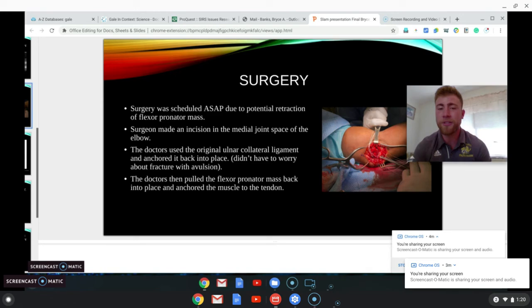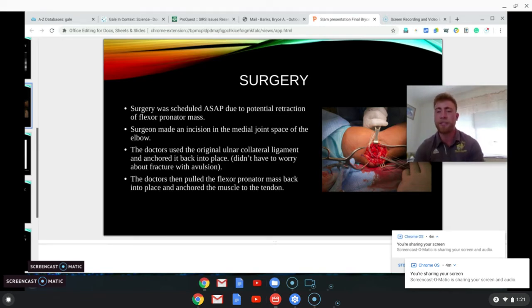The surgery was scheduled as soon as possible due to the potential retraction of the flexor pronator mass. Anytime a muscle breaks or tears or snaps, there's a possibility of retraction, and whenever a muscle does retract, it's a lot harder to get it back to its original length.